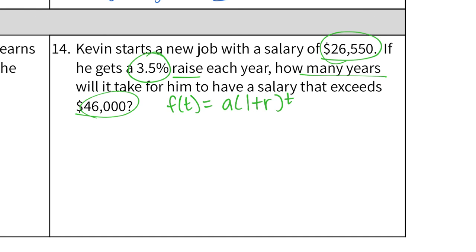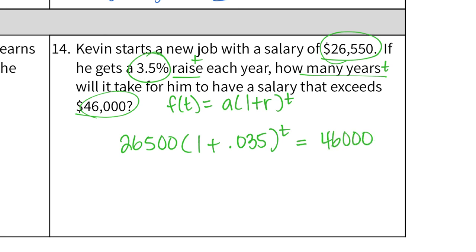Now we're going to fill in everything that we have. His initial amount was $26,500. I know that it's plus because it's a raise. 3.5% would be 0.035. It's asking us how many years, so we actually don't know how many years it's going to take. But they want it to be 46,000. So we need to solve for t.